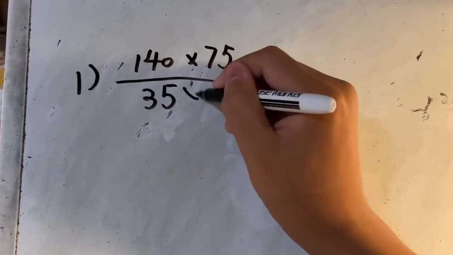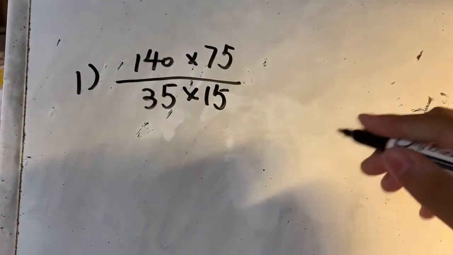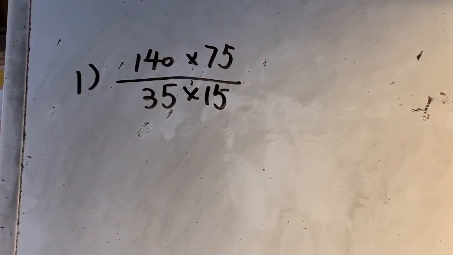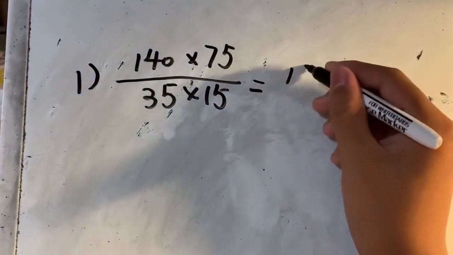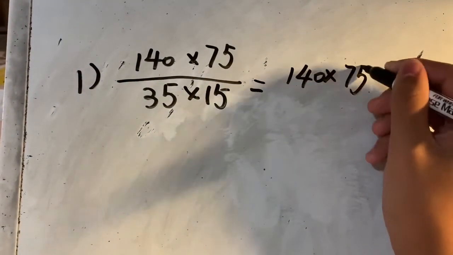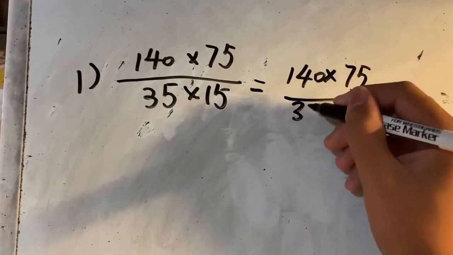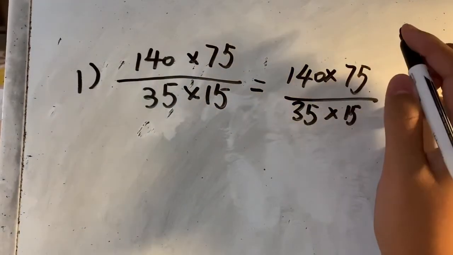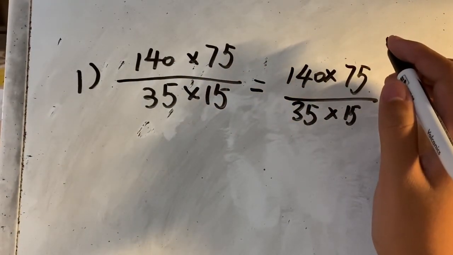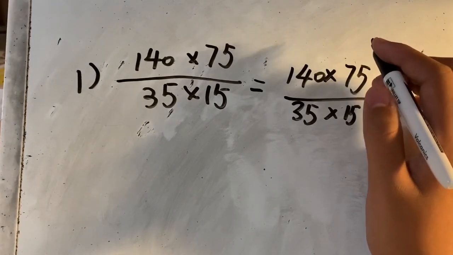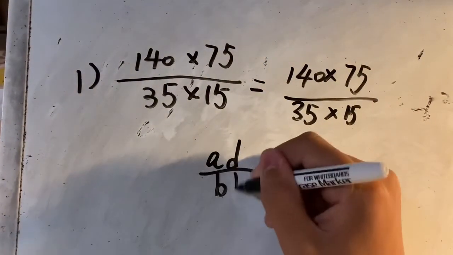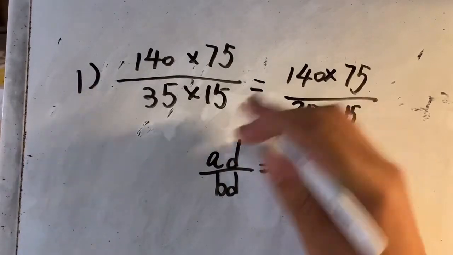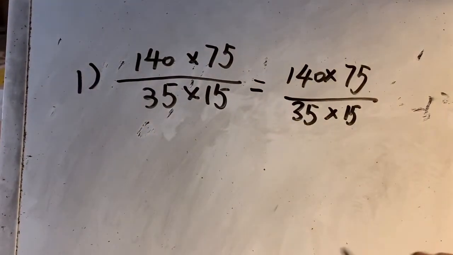35 times 15. Find your answers. This problem can be done in 10 seconds. Some people might just choose to get it into this step and calculate 130, 140 times 75 directly. No, don't do that. Simplify. Do I remember to tell you the simplification rule? AD over BD is equal to A over B. So this means that you need to simplify it as small as possible.